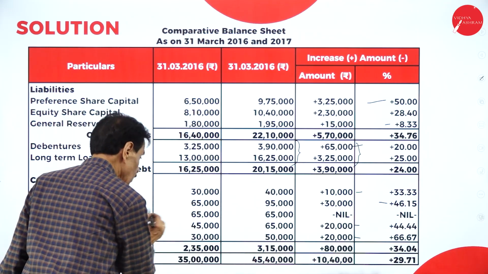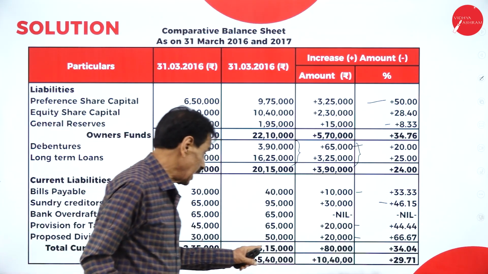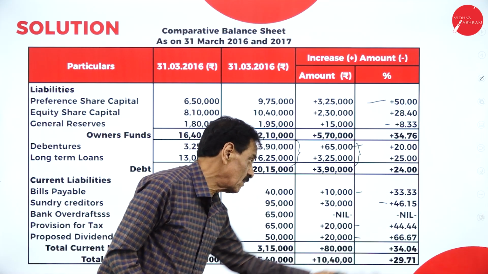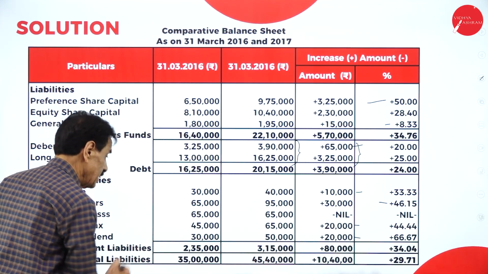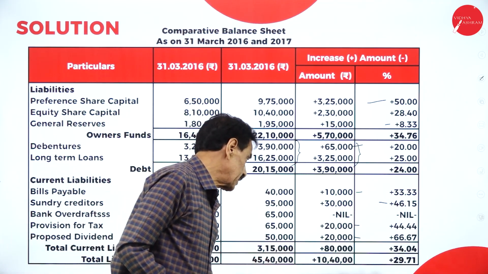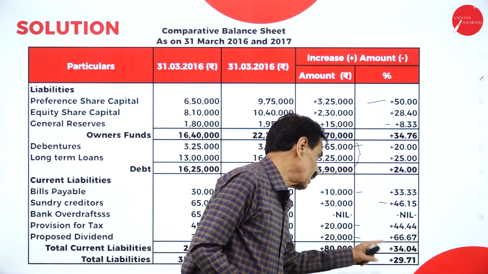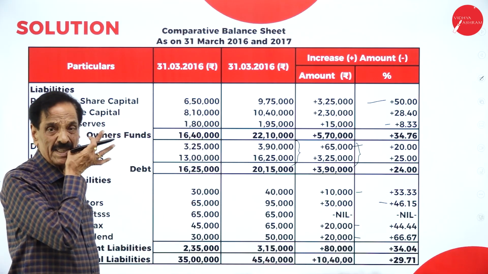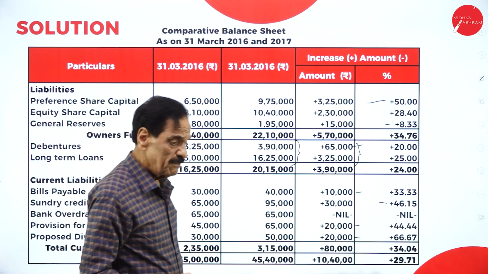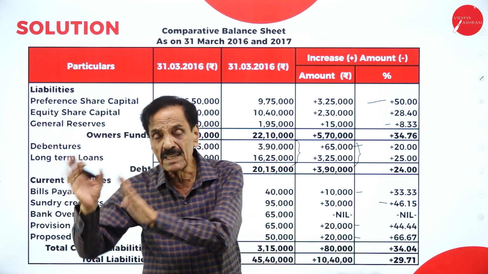In current liabilities, 2 lakh 35,000, 3 lakh 15,000, 80,000. There was an increase of 34.04. Total 35 lakh, 45 lakh 40,000, 10 lakh 40,000, 29.71. So just comparison. Here, comparative balance sheet means whether it has been an increase or decrease.